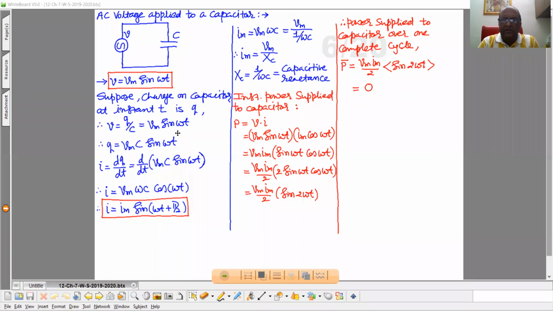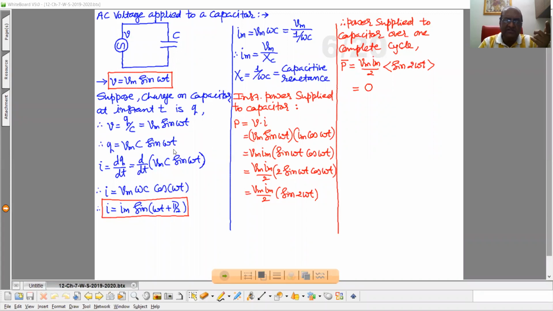Now suppose when we switch on the circuit, then after some instant t, the charge on the capacitor is Q. So the potential difference across the two plates of the capacitor is Q by C. So we can write V equal to Q by C, and that will be equal to Vm sin omega t. So Q is Vm into C sin omega t.